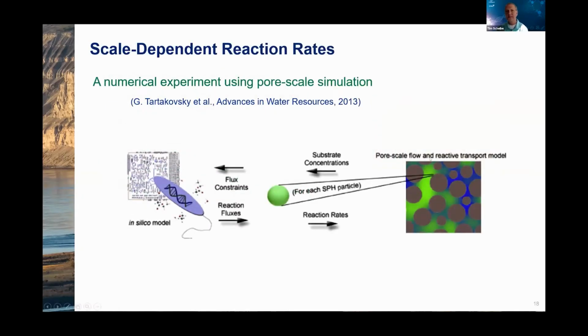And so to look at this scale dependency, we did a numerical experiment using pore scale simulation. This is work by Tartakovsky et al., published in 2013. What we did was the same process I showed earlier, but instead of the large scale reactive transport model, we had a pore scale flow and reactive transport model. This was implemented using a method called smoothed particle hydrodynamics, where the fluid flow is represented using particles. Now for each particle, we have a set of concentrations of substrates that impose flux constraints, solve our model, get reaction fluxes and rates, and iterate on this process, again using a lookup table approach.